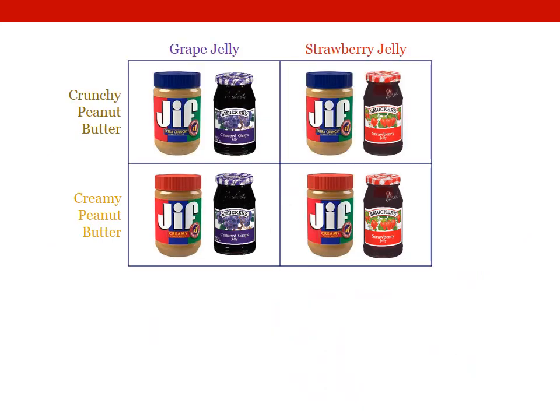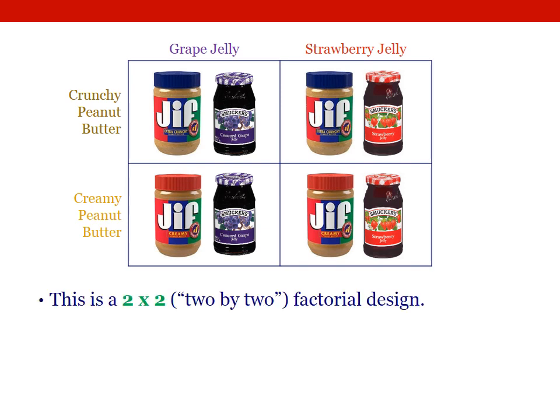So again, let's say we were to do this study. We have our 4 different sandwiches. Each participant is going to eat and rate one of those 4 sandwiches. So we've effectively created 4 separate groups of people. In statistics terms, we would call this a 2x2 factorial design. This is the simplest kind of factorial ANOVA that we can do.